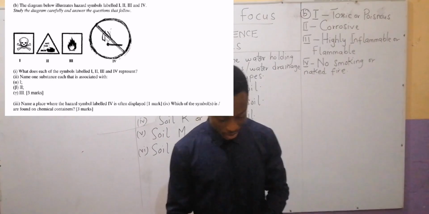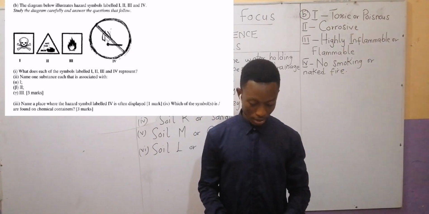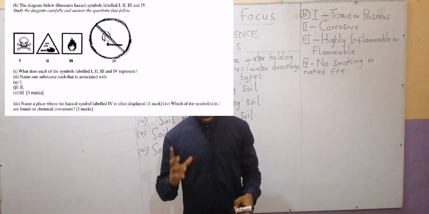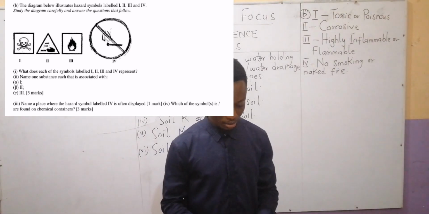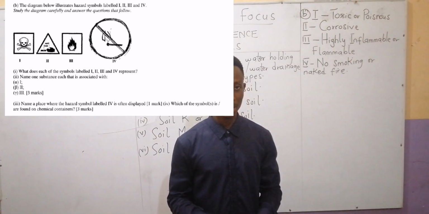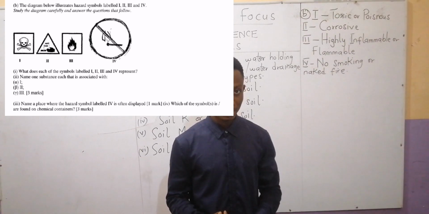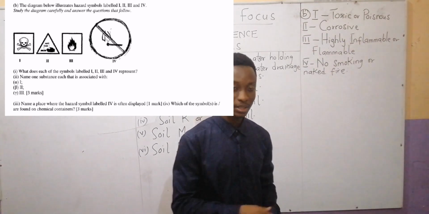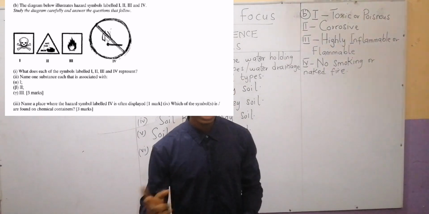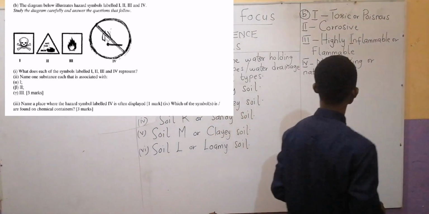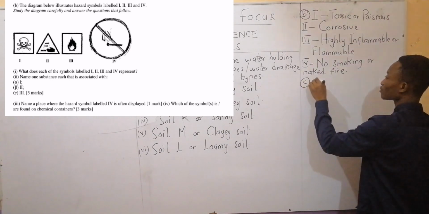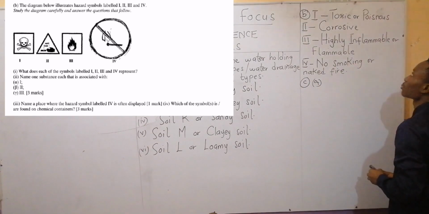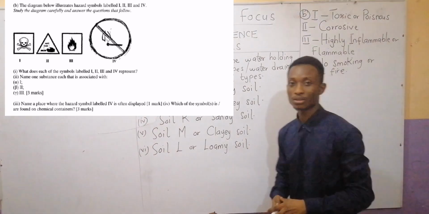II. Name one substance each that is associated with alpha I, beta II, and gamma III. So we should name one substance, any chemical or any other substance that has any of these symbols, that is I, II and III. So on what can we identify this symbol? So alpha, toxic. On what substance can we find things that are toxic?